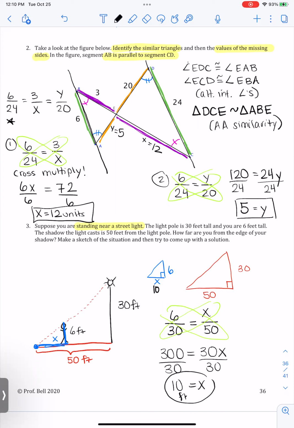Hopefully this was helpful and makes you feel a little better about solving problems that have to do with similar triangles.